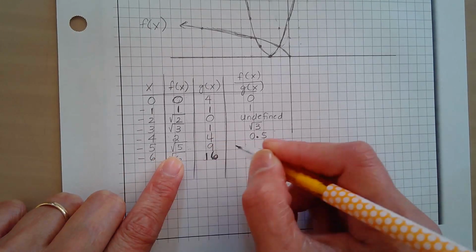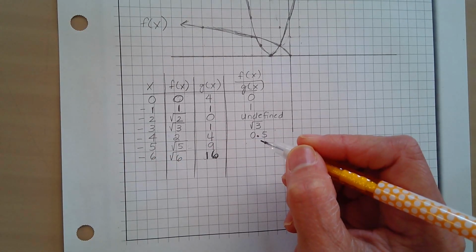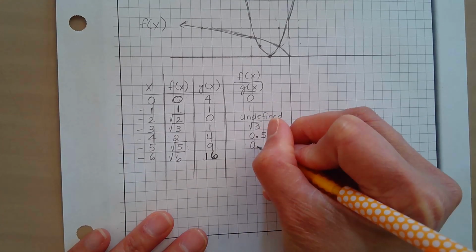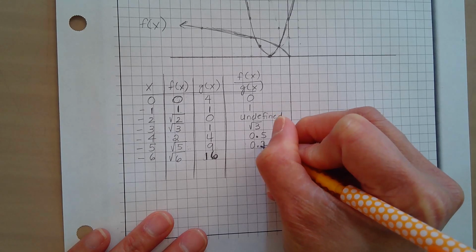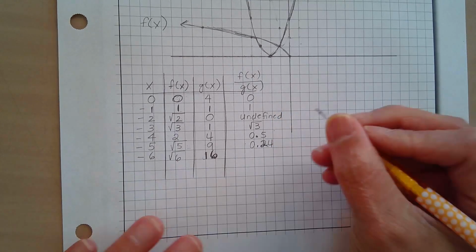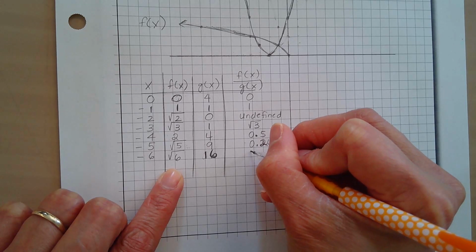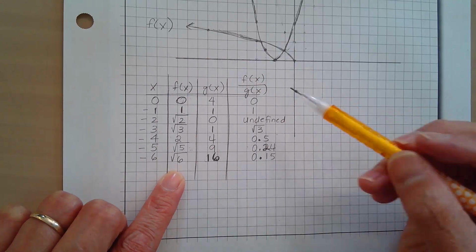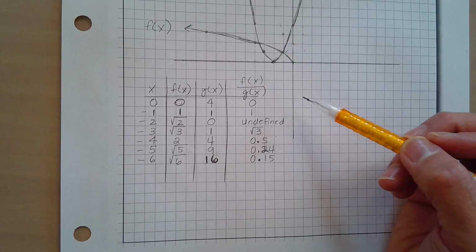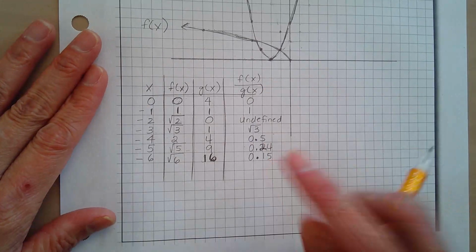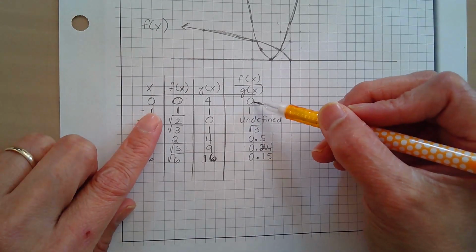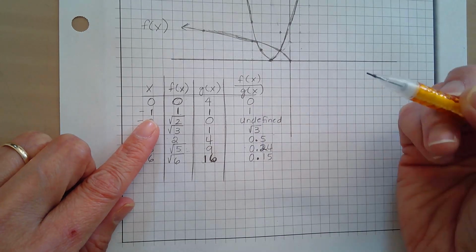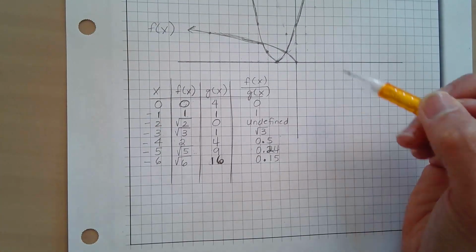Does anybody have an answer for this one? Square root of 5 divided by 9? 0.2. Hmm? 0.4? 0.24. Oh, 0.24. And then the last one is 0.15. Okay, so I can see some kind of a trend in here. Okay, let's see if we can figure this out. Getting smaller, yeah. Getting smaller as we go. Okay, good.